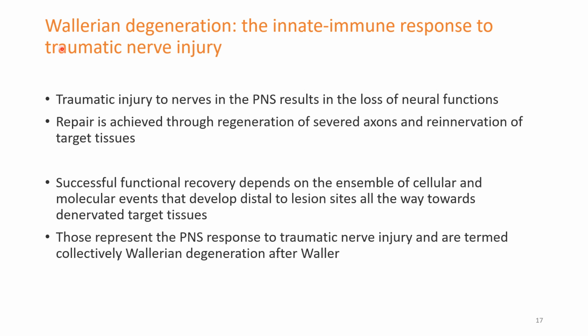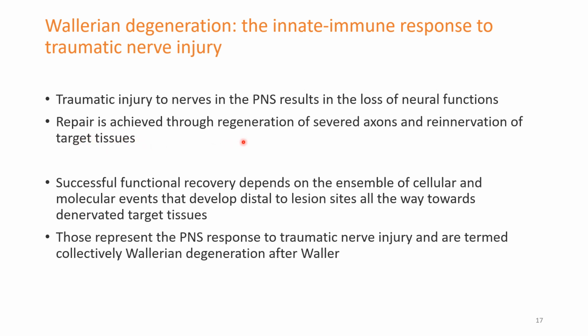So we will discuss Wallerian degeneration. Wallerian degeneration is the innate immune response to traumatic nerve injury. So it is an innate immune response. Traumatic injury to the nerves in the peripheral nervous system results in the loss of neural functions. Mainly these degeneration and regeneration processes occur in the peripheral nervous system, not in the central nervous system.